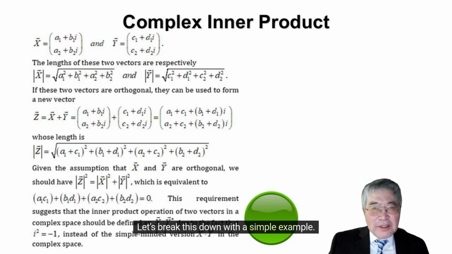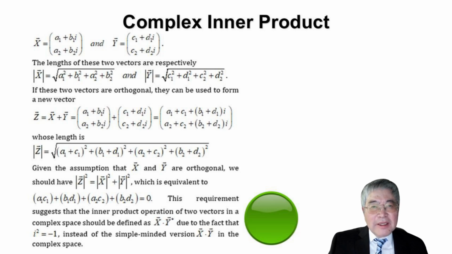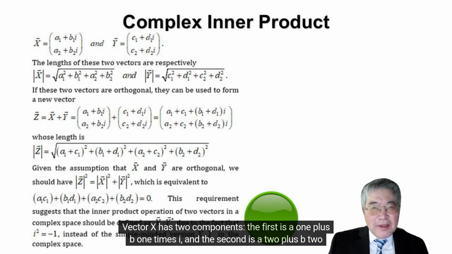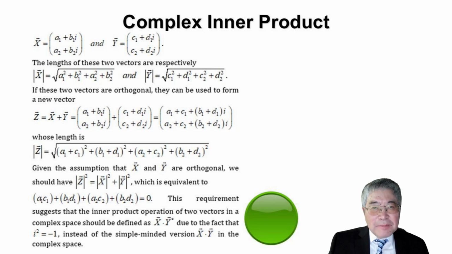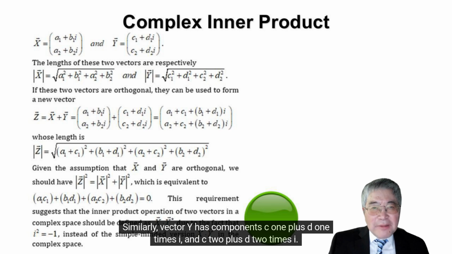Let's break this down with a simple example. Suppose we have two complex vectors. Let's call them x and y. Vector x has two components. The first is a1 plus b1 times i, and the second is a2 plus b2 times i. Similarly, vector y has components c1 plus d1 times i and c2 plus d2 times i.